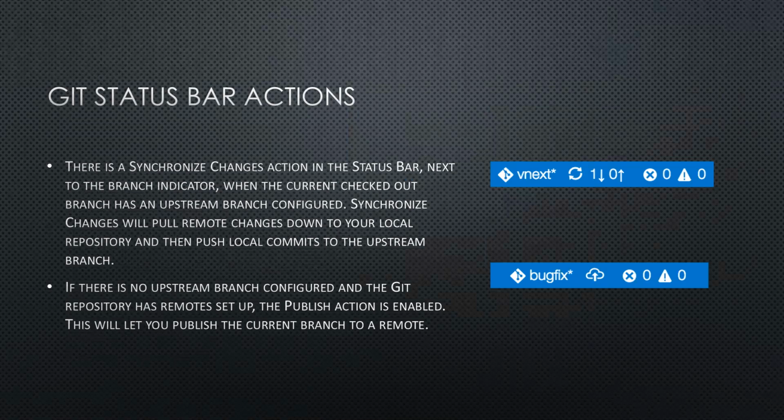So there is a synchronize changes button, which is the icon with the cloud in the status bar next to the indicator. And you can just push that. It's going to synchronize all the changes which you committed and which are not on the remote repository. And if they are not in any upstream branch, it's going to set it up.